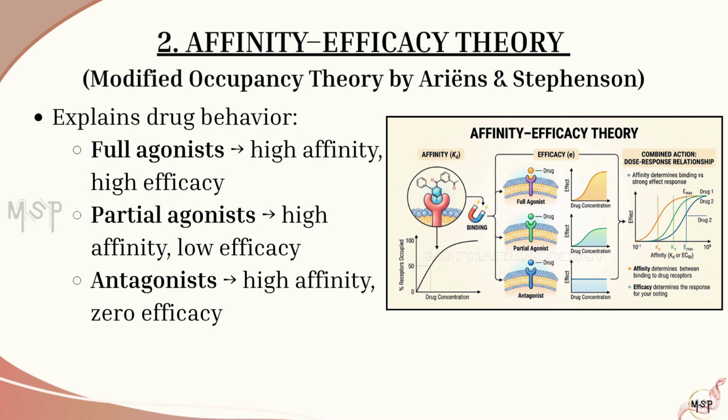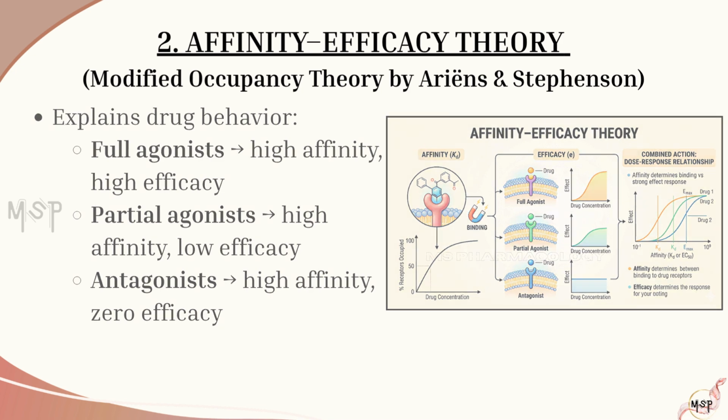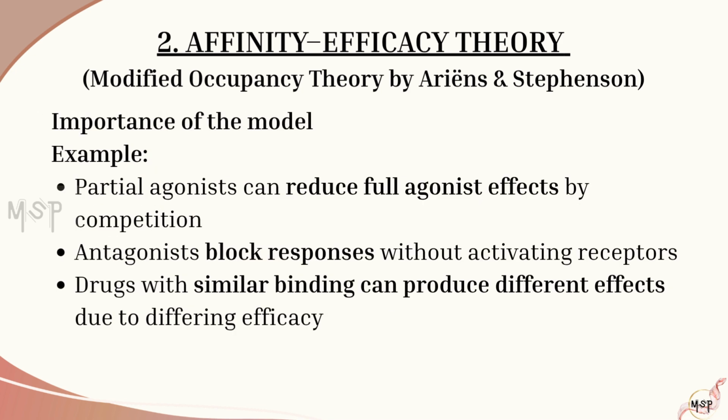By separating affinity and efficacy, we can understand why full agonists have high affinity and high efficacy. Partial agonists have high affinity but low efficacy, and antagonists have high affinity but zero efficacy. The importance of this model is that it explains several key observations in pharmacology. For example, partial agonists can reduce the effect of full agonists by competing for the same receptors. Antagonists can block receptor effects without activating them at all, and two drugs may bind equally well yet produce very different physiological responses because their efficacies differ.